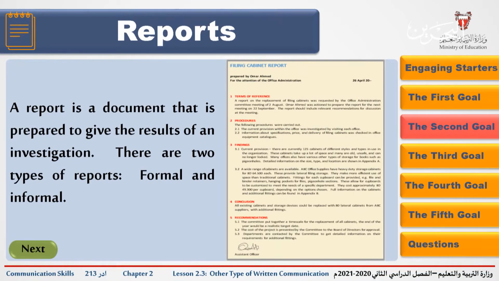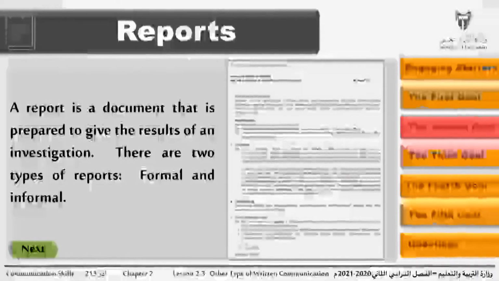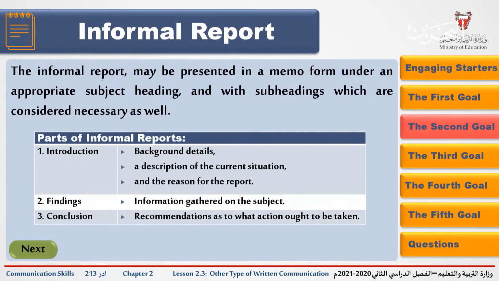Let's talk in more detail about informal reports. The informal report may be presented in a memo under an appropriate subject heading and with subheadings, which are considered necessary as well. Parts of informal reports: firstly, you will have an introduction. This contains background details, a description of the current situation, and the reason for the report. Second, you will have the findings. Here you will find information gathered on the subject. And lastly, you will have the conclusion, which will have the recommendations as to what action ought to be taken.